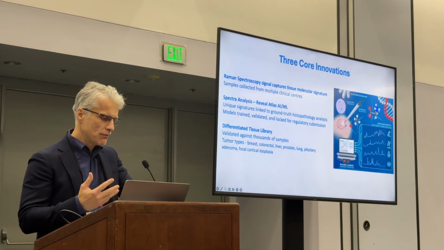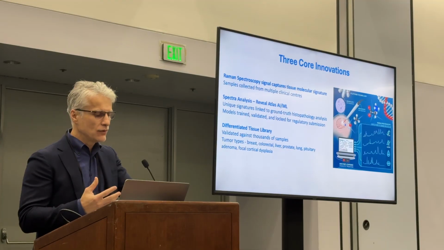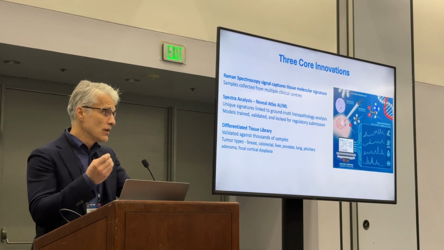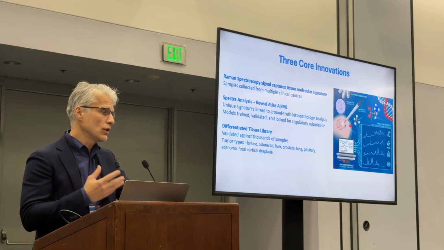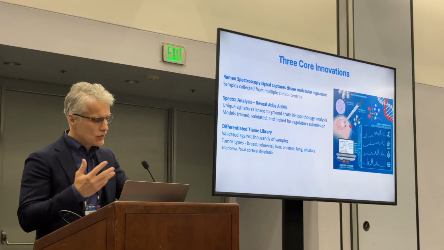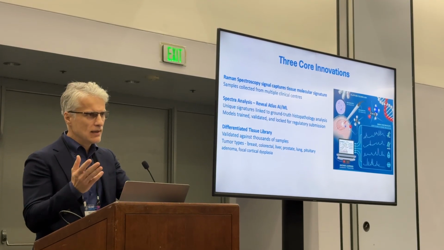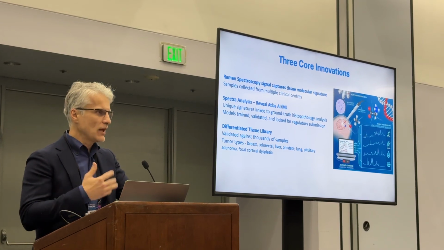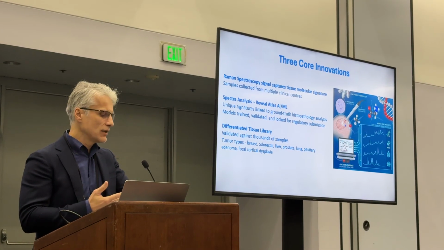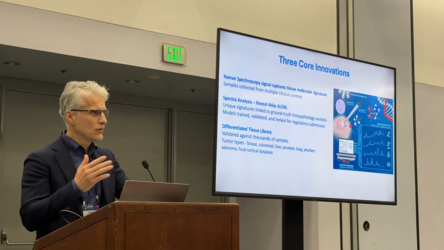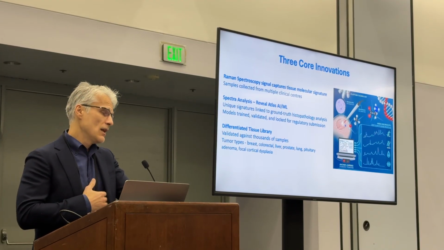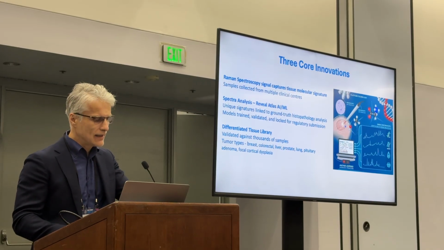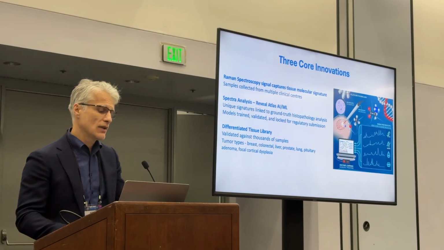How did we do it? We have three core innovations. The device uses Raman spectroscopy to identify a molecular signature that is in the interrogation site, which includes lipids, proteins, genomic material, etc. Anything that can be used to distinguish between different types of tissue. There's a spectral analysis that we use with machine learning algorithms that will allow you to distinguish one type of tissue from another. And so all of these samples are anchored in ground truth neurohistopathological analysis and differentiated tissue libraries.